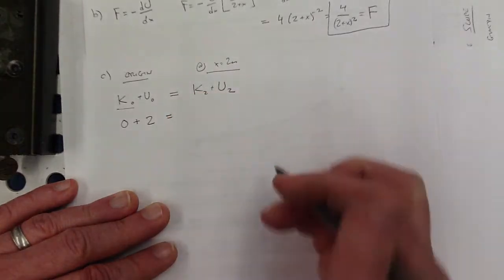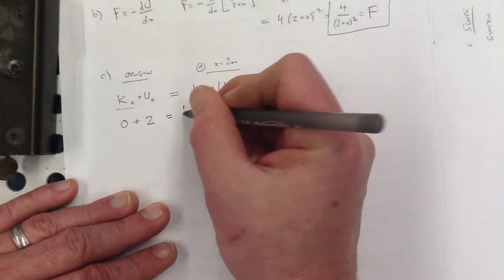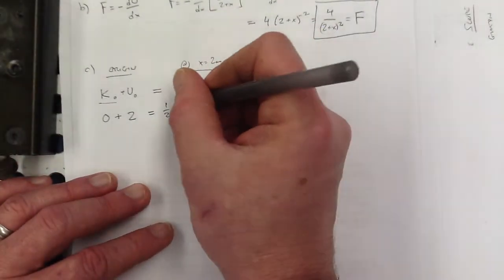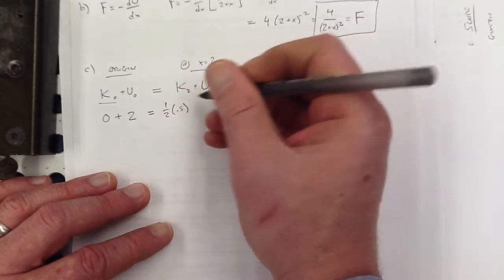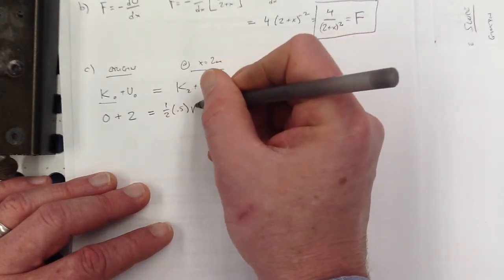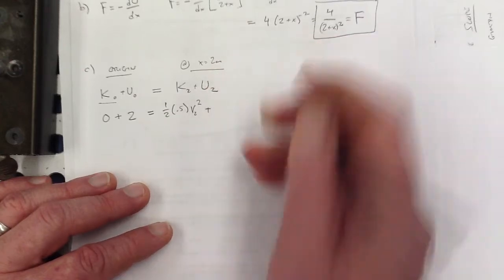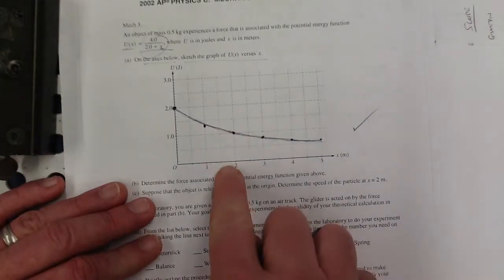The kinetic energy here, I think that's what we need. We want 1/2, what's the mass of this thing? Half a kilo. 1/2 m v, the velocity at position 2 squared, plus the potential energy at 2 is 1.